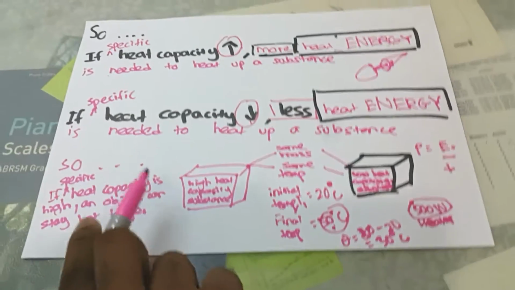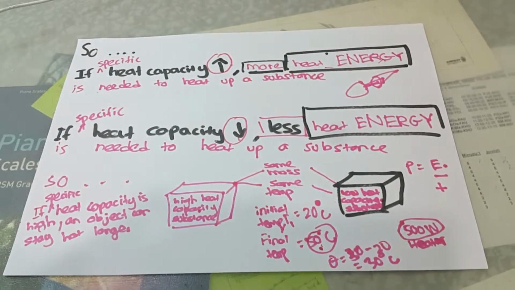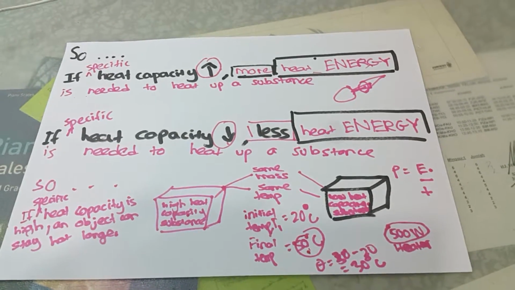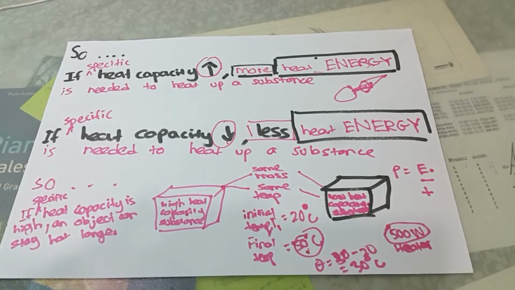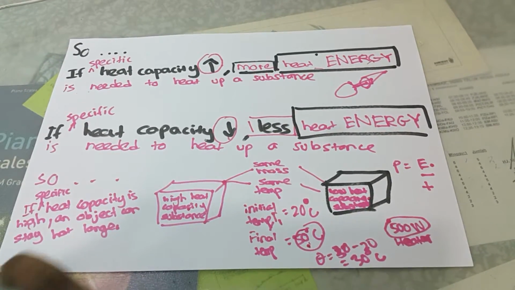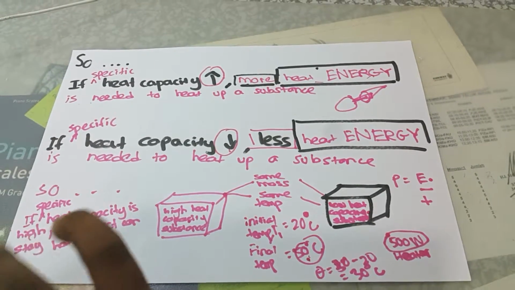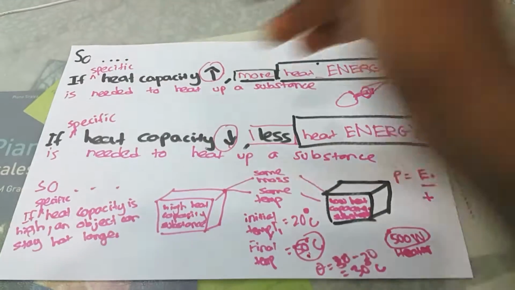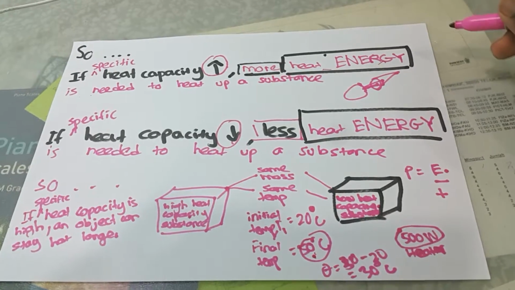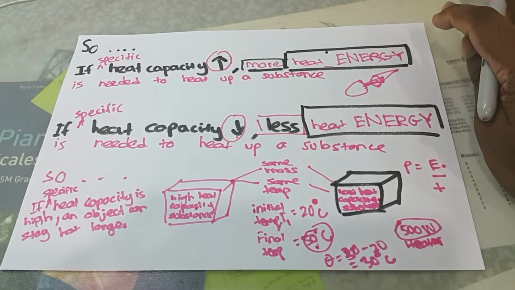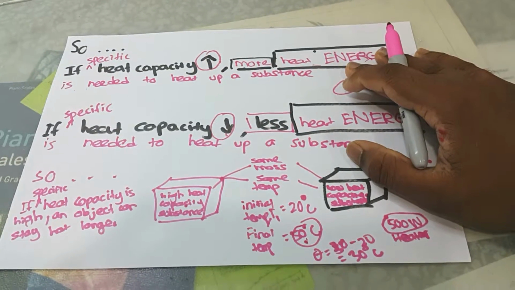So if the specific heat capacity is high, an object takes a longer time to heat up to a certain temperature, but it can retain the heat better. Whereas if a substance has a lower specific heat capacity, it takes a shorter time to heat up, but it also takes a shorter time to lose that heat, as there's not that much heat compared to the higher specific heat capacity substance. So that's all for this subtopic. It basically revolves around specific heat capacity. Okay.